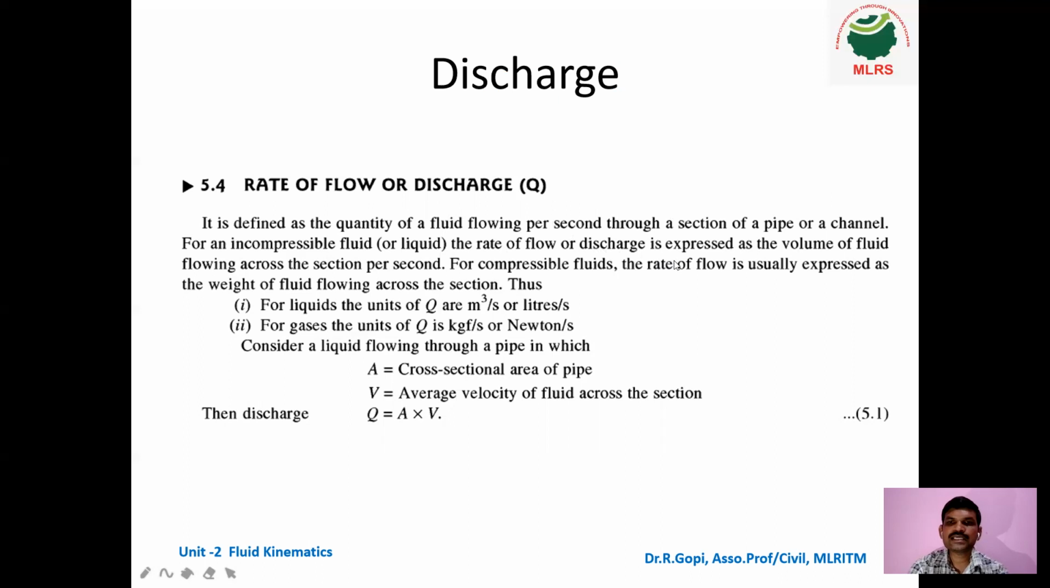The rate of flow or discharge is expressed as the volume of the fluid flowing across the section per second. For compressible fluids, the rate of flow is usually expressed as the weight of the fluid flowing across the section. Keep it in mind. For incompressible fluid, it is the volume of fluid flowing across the section. But for compressible fluids, means gases, we have to calculate the weight of the fluid. For incompressible, volume; compressible, weight.